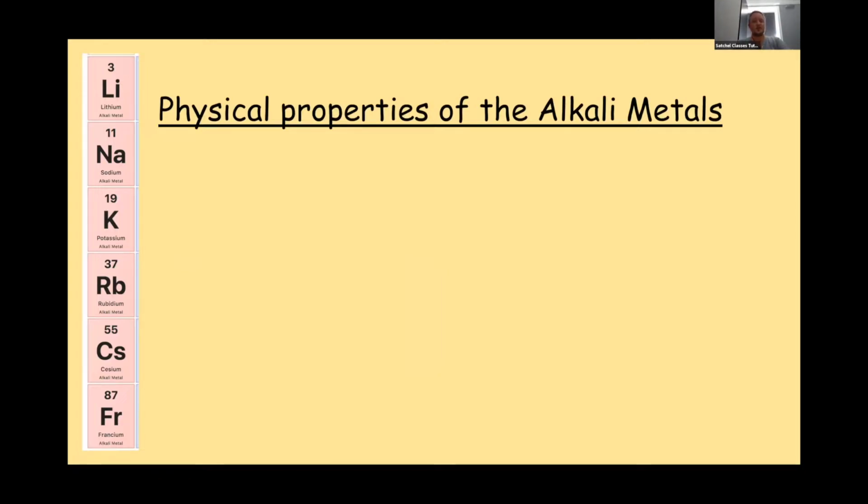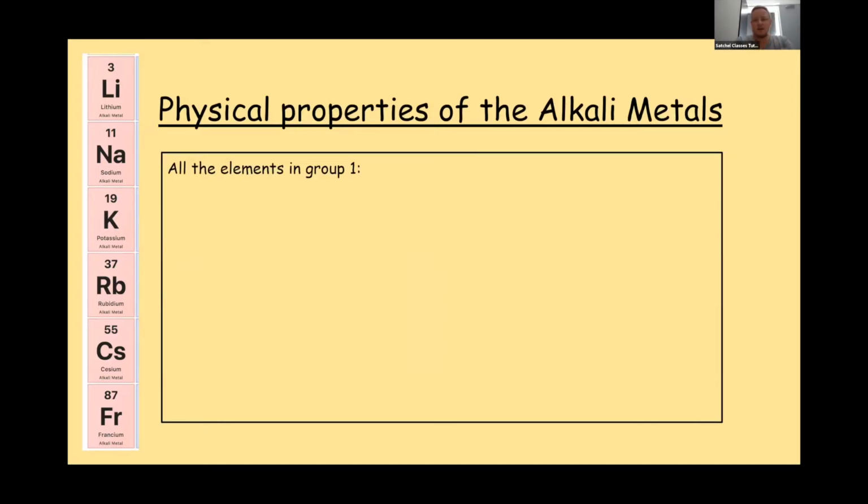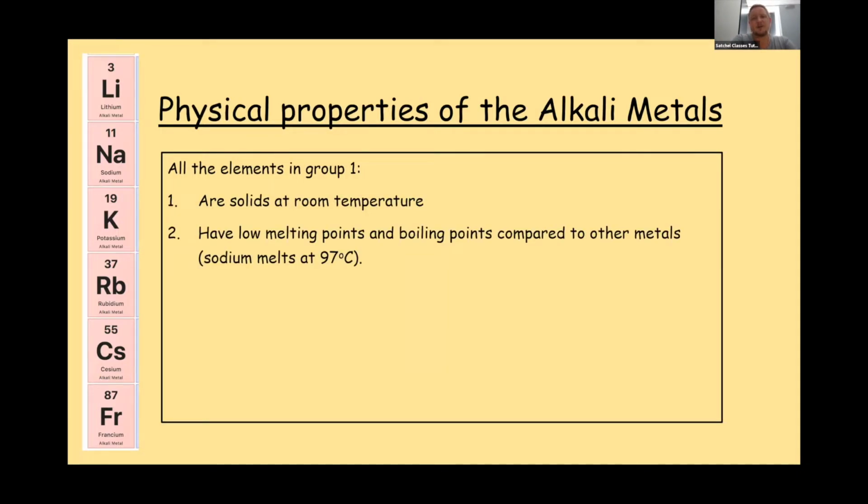So some of the physical properties of the alkali metals. All the elements in group 1 are solids at room temperature. They have low melting and boiling points compared to other metals. Sodium actually melts at about 97 degrees C, where something like iron's above 2000. They're soft metals that can be cut with a knife.